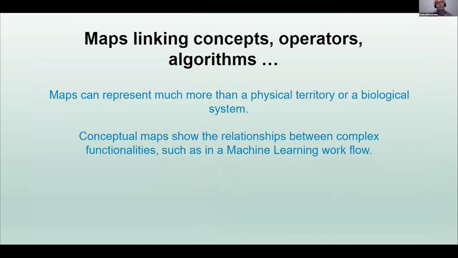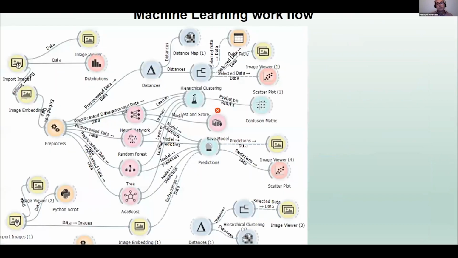Maps can link not only geological or geographical objects, they can link concepts, operators, algorithms. For instance, conceptual maps can show the relationships between some algorithms or functionalities as it happens in a machine learning workflow. This is, for instance, an example for a machine learning workflow that I prepared. And here we have a lot of algorithms linked with each other.